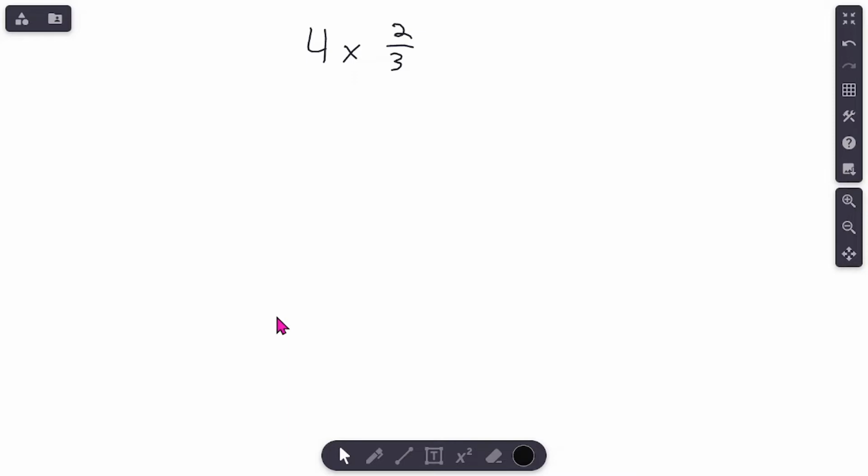All right, so here we go. 4 times 2/3. What would that look like if we were to add? Well, what we're going to be doing is adding 2/3 how many times? How many times are we going to be adding 2/3? So we take 2/3 here and we're going to add it 4 times. So that's what we're going to be doing.